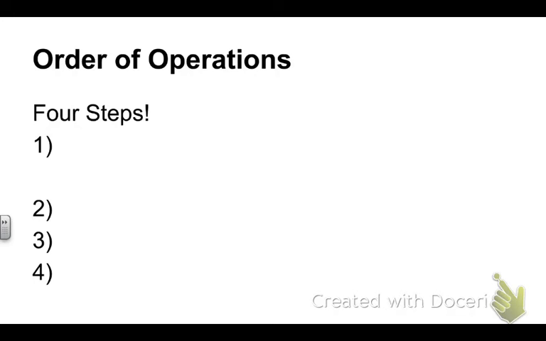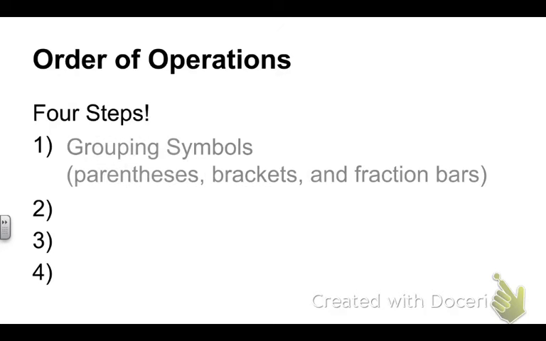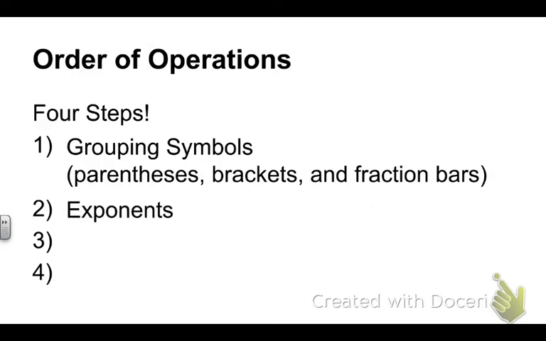There are 4 steps. The very first step is to solve anything inside your grouping symbols. Your grouping symbols are your parentheses, the brackets, and the fraction bars. You've done this for me all year. If you have an operation in the numerator or the denominator, you've got to take care of that first. Then the second step would be to solve anything with an exponent.